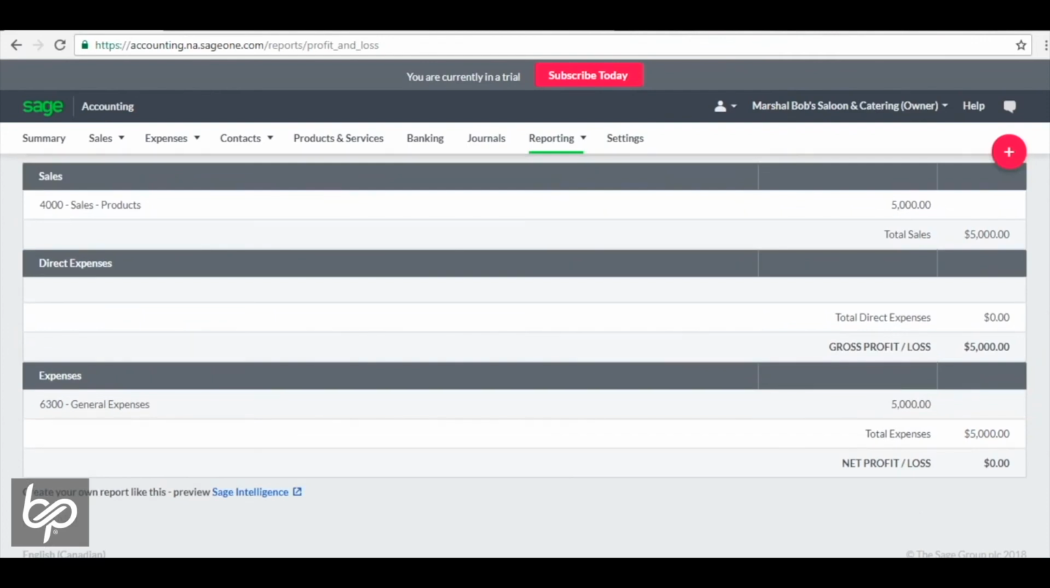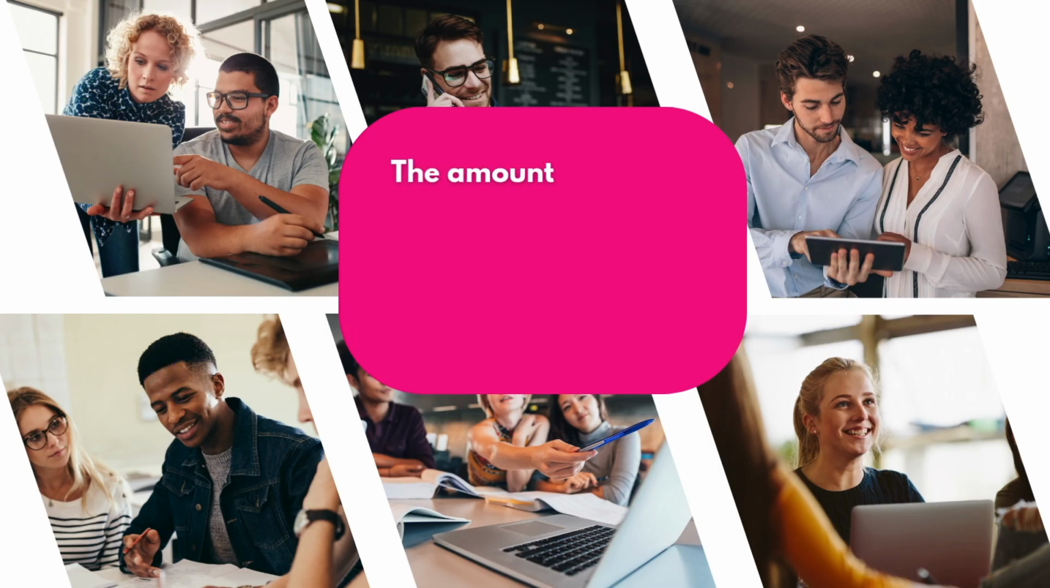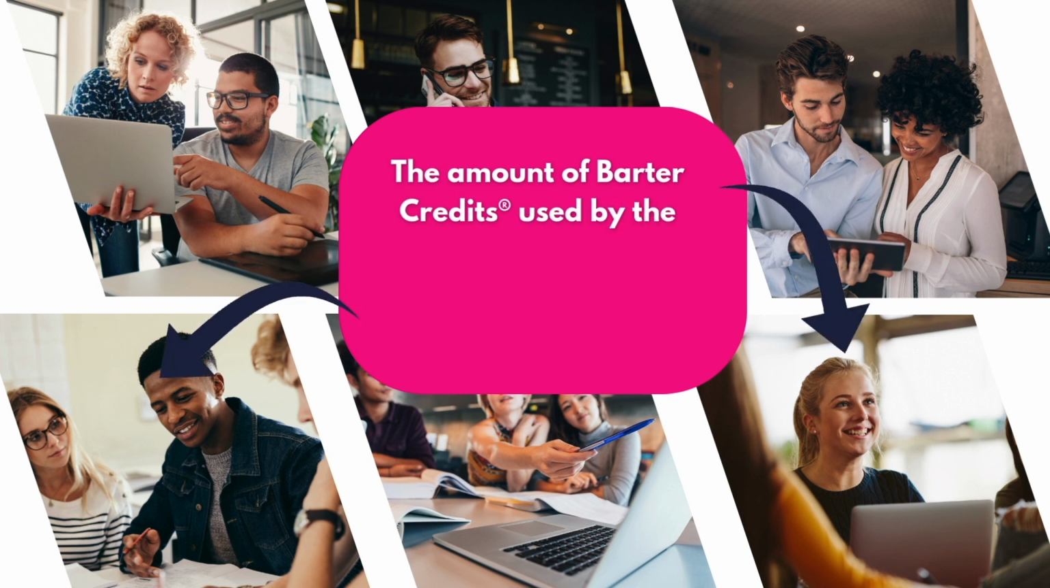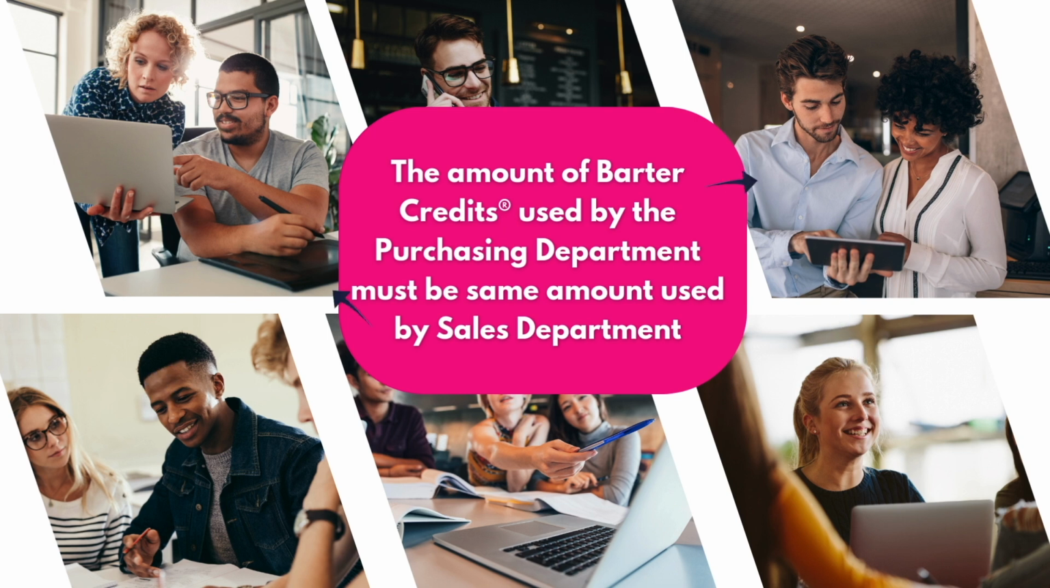Obviously, if there's a time where you've done some sales and you haven't spent it yet, then for a period of time, the BarterPay clearing department will appear to have a profit. In times where you have spent more than you have earned in barter, then in that time frame, the barter credit clearing department will appear to have a loss. But really, overall, the BarterPay clearing department should be zero. The key is that whatever the ratio of barter credits are that you're allowing the purchasing department to use, the sales department has to be using the same ratio of credits.